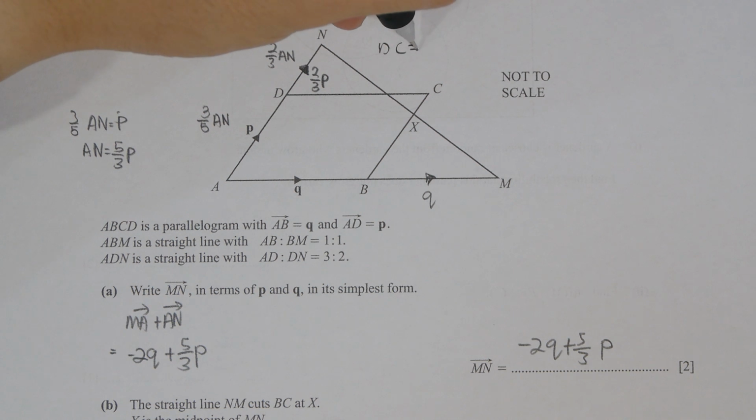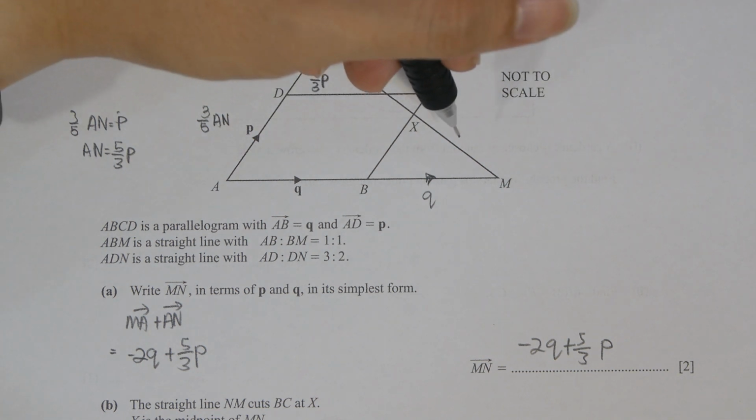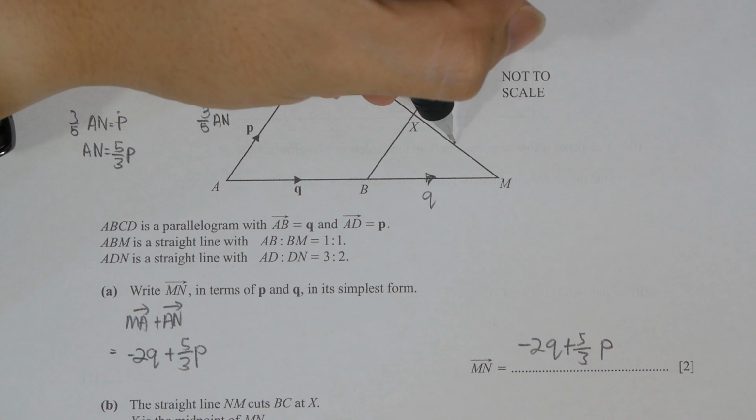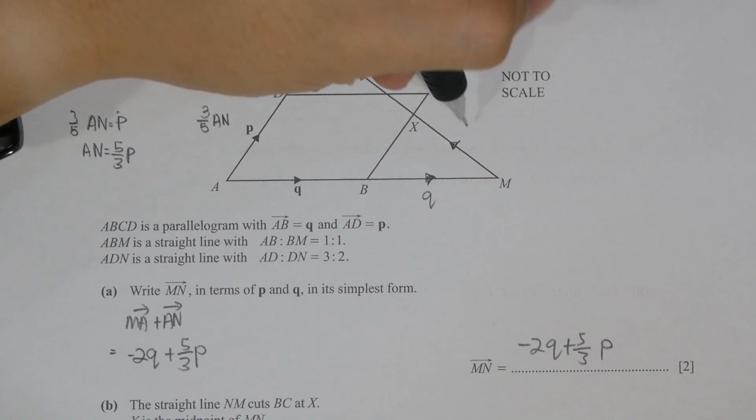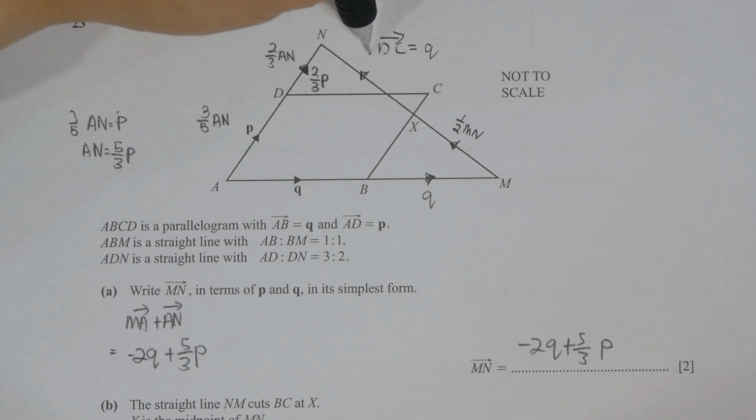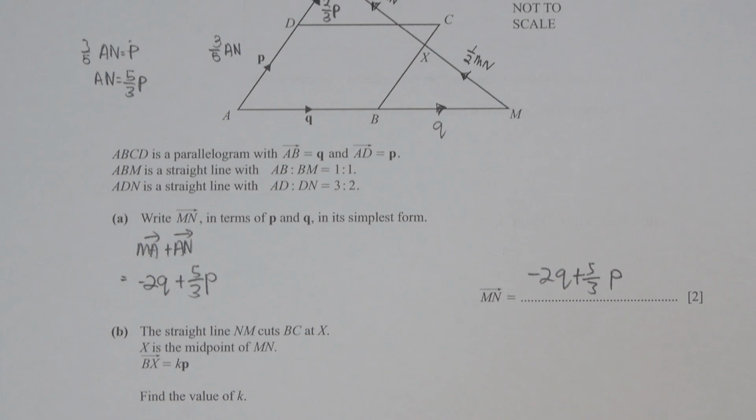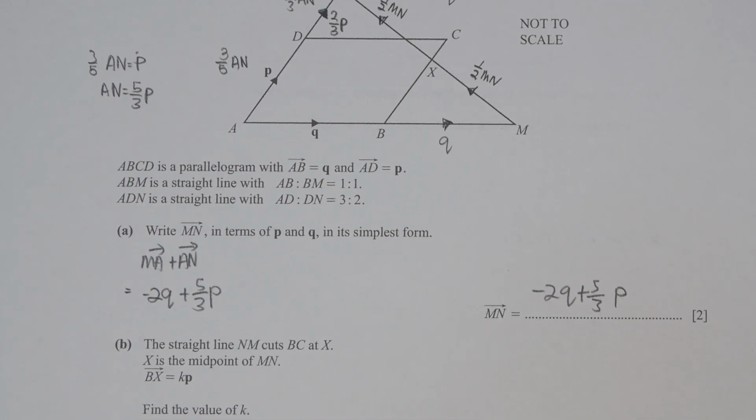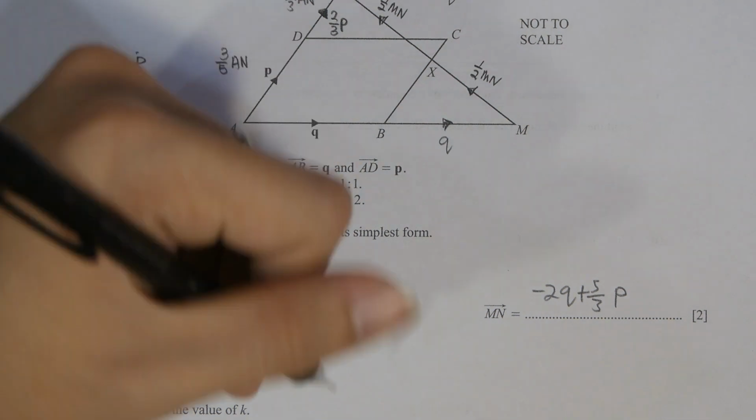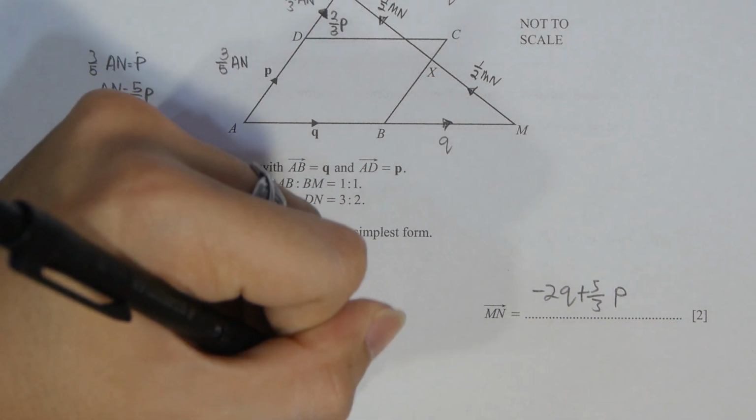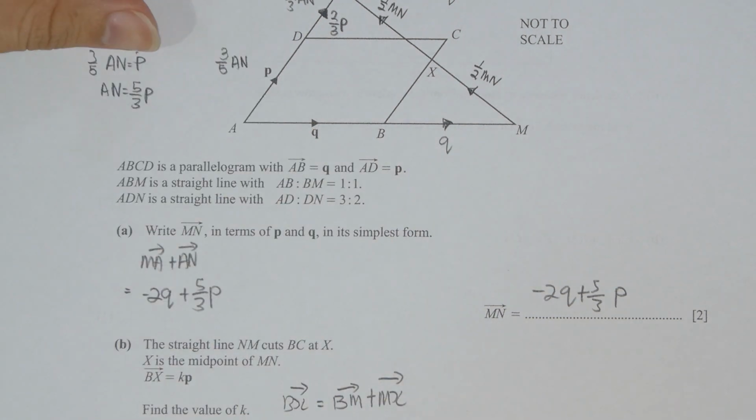Let's look at part B. They mentioned X is the midpoint of MN. So MX is half of MN, and XN is the other half of MN. BX itself is BM plus MX. BM is Q, and MX is half MN. You run the calculation, you should get 5 over 6 P, where this 5 over 6 is the K value.